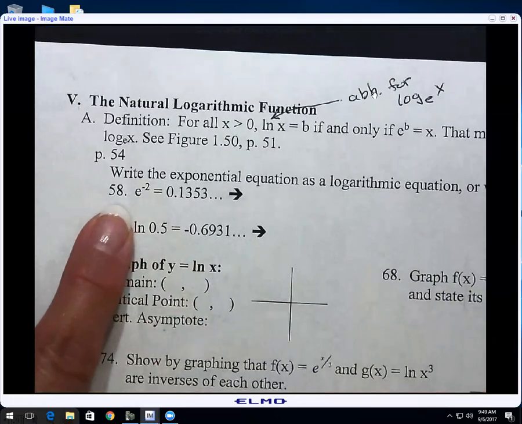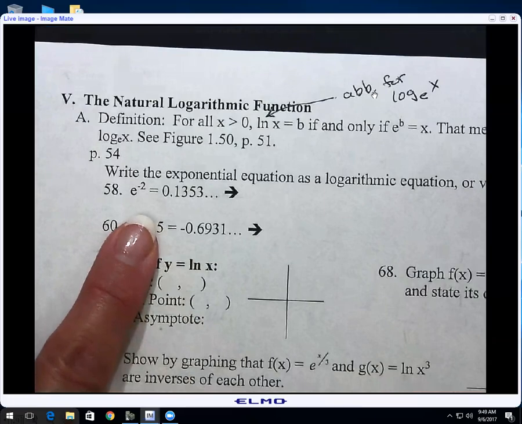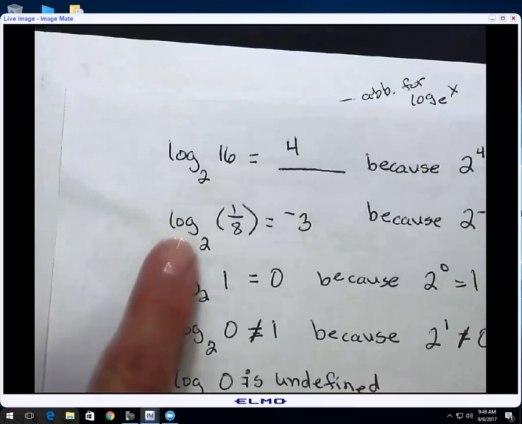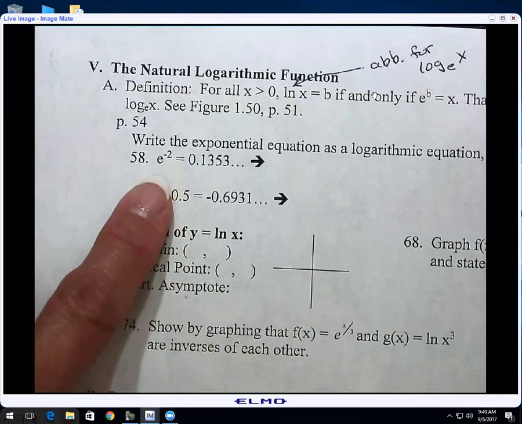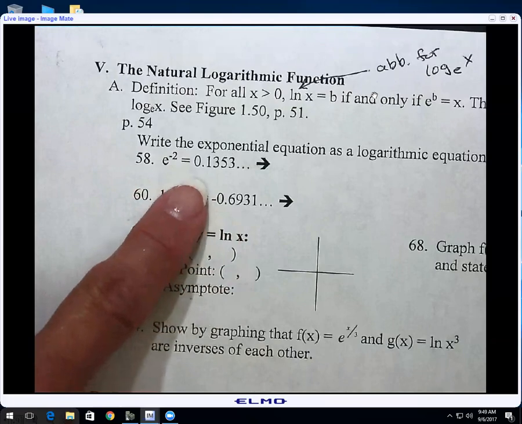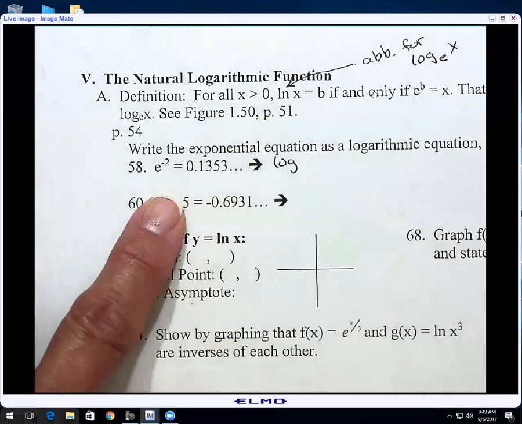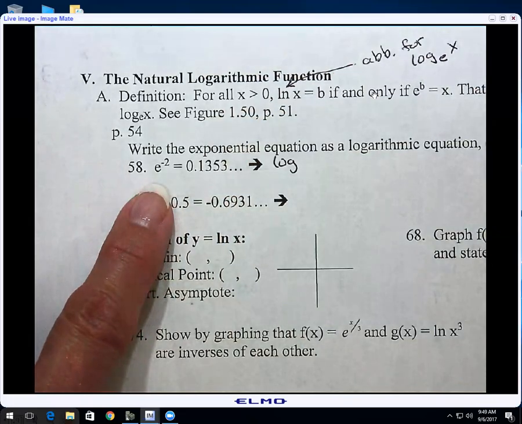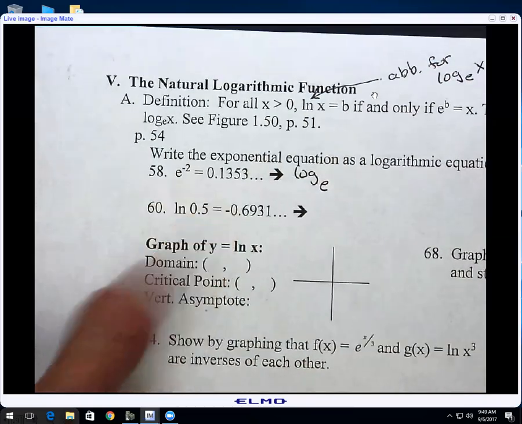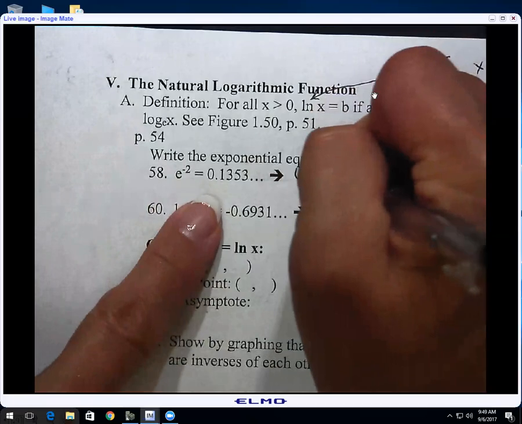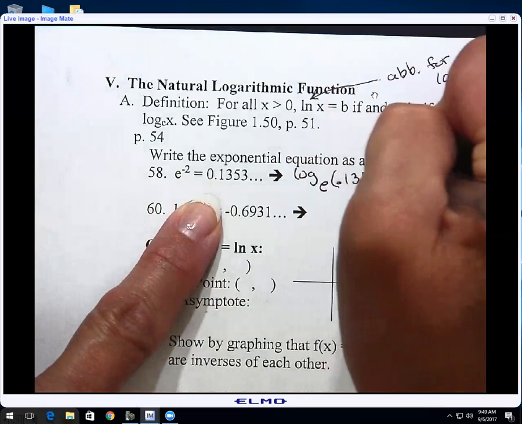So number 58 says, write the exponential equation as a logarithmic equation. Just going back and forth, just like we did here with other bases, let's do it with base e. When I see e to the negative 2 equals 0.1353, I could change it to a logarithm. It would be log base what? Same thing the base is over here. Log base e of what? The 0.1353 equals what?